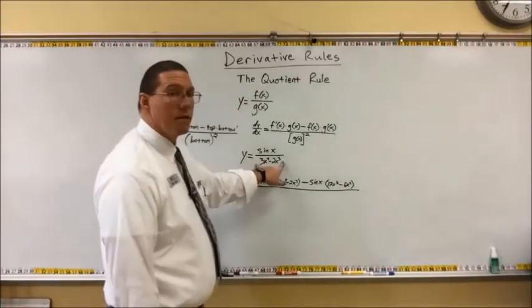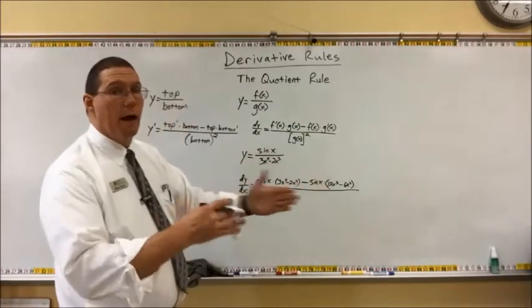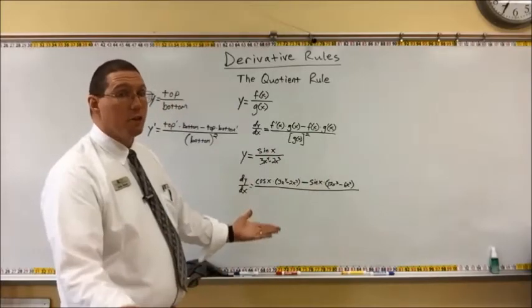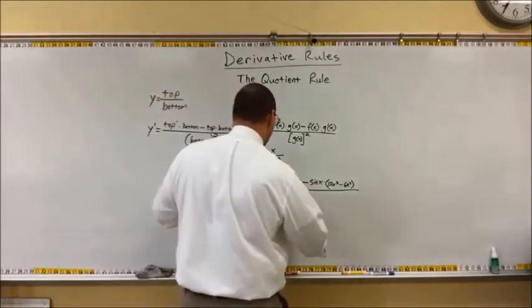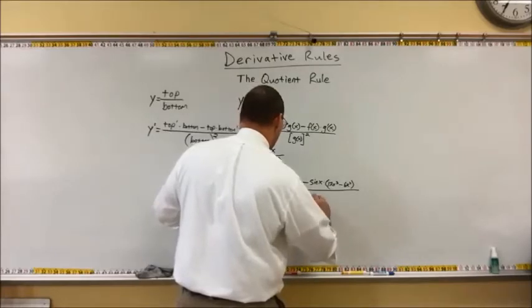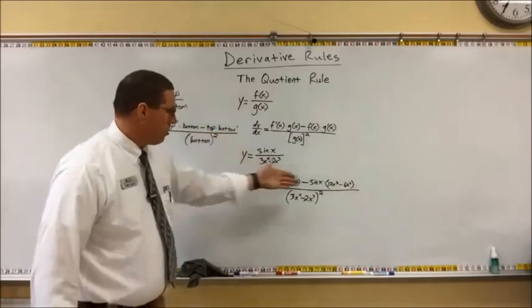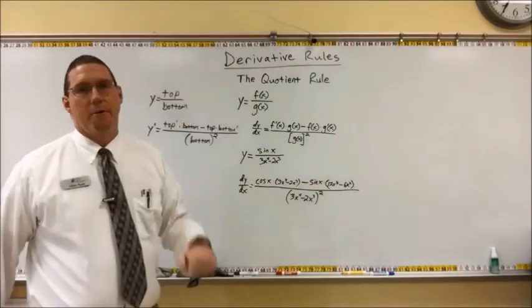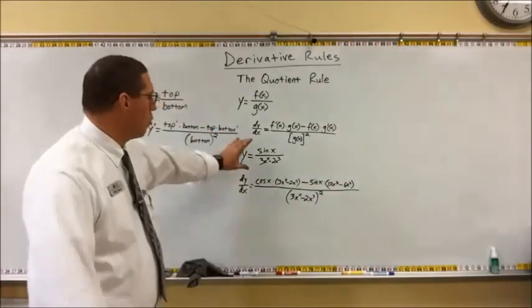Now I'm going to put all of it over the bottom squared. I'm just going to take this and square it. I'm not actually going to work it out. I'm not going to expand it. I could, but there's really no need to. I'm just going to put this 3x to the fourth minus 2x to the third, and then put a squared on the outside. And this messy thing, that's my derivative. That is the derivative of this quotient.